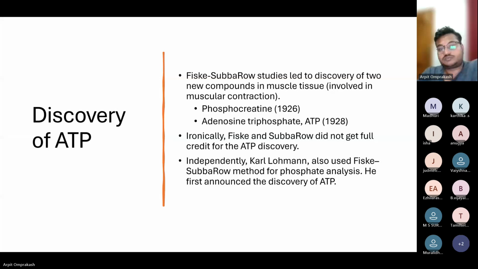Then his Fiske-Subbarao studies led to the discovery of two new compounds in the muscular tissue, which were involved in muscular contraction, called phosphocreatine and adenosine triphosphate, or ATP. So ATP is basically the molecule which gives energy to the cell to do any task. Right. So ironically, Fiske and Subbarao did not get the full credit for the ATP discovery because independently Carl Lohmann also used the method for phosphate analysis and he announced his discovery of ATP first. Although both of them published it in the same year, 1929.